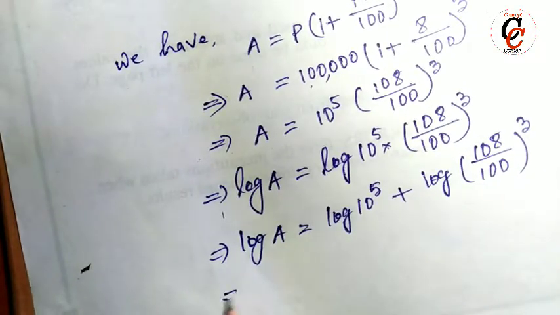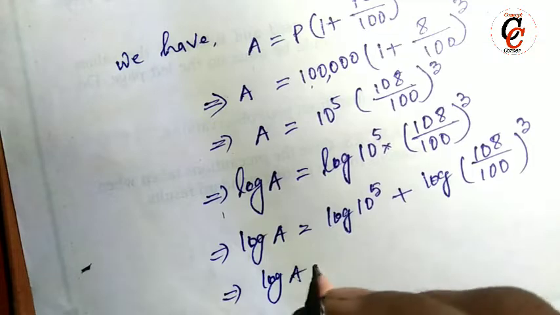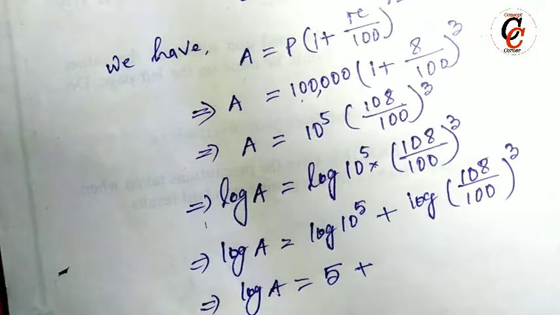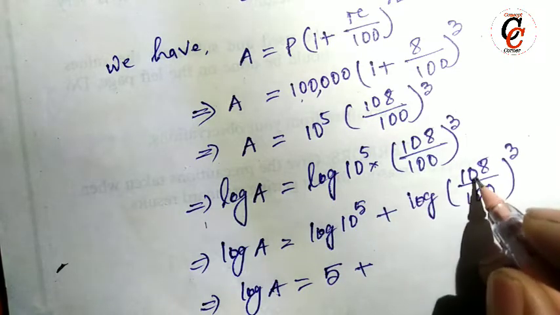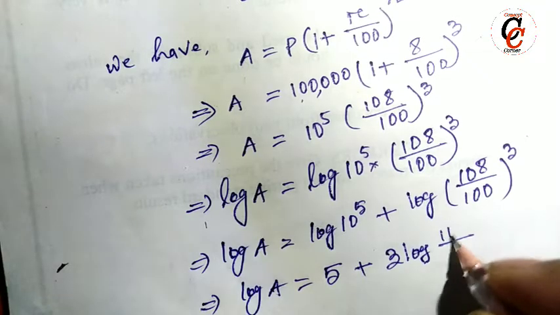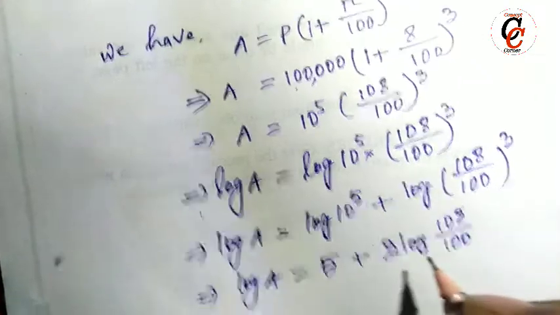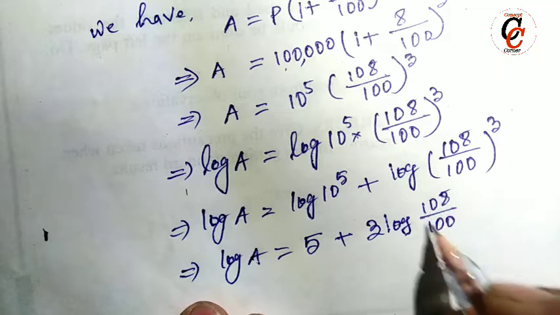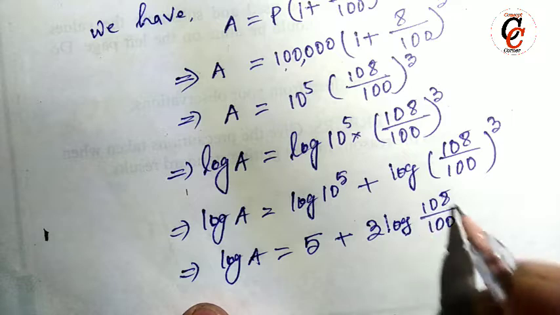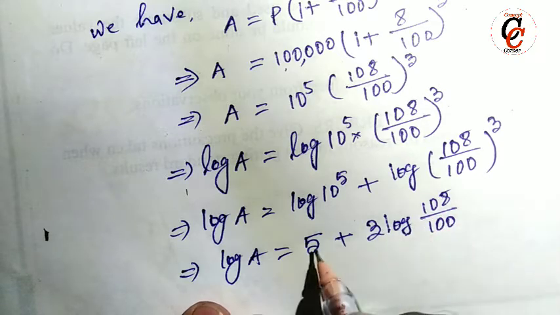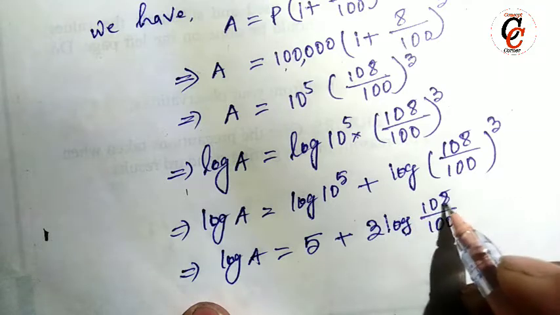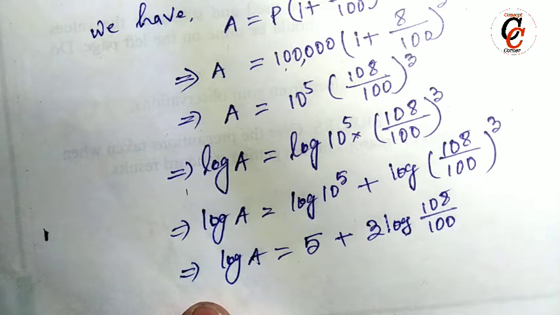So next we can write log of 10 to the 5 means 5. Log of this means 3 log of 108 by 100. So again see, this is in m by n form, that is in division form. So division is converted into difference. So we can write 5 plus 3 whole into (log of 108 minus log of 100). So we can write this.